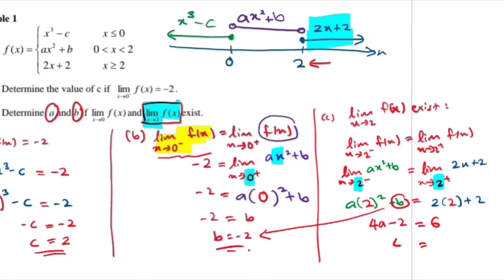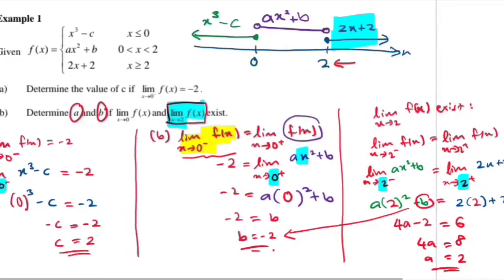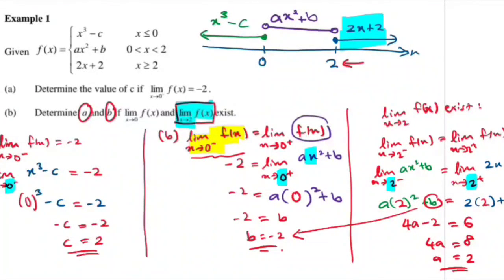So simplify this, and your answer for a is 2. And then you are done answering questions A and B. Try out the other examples.